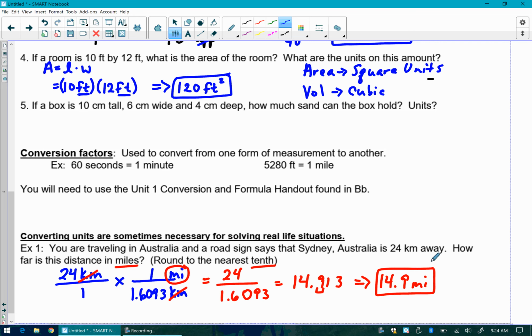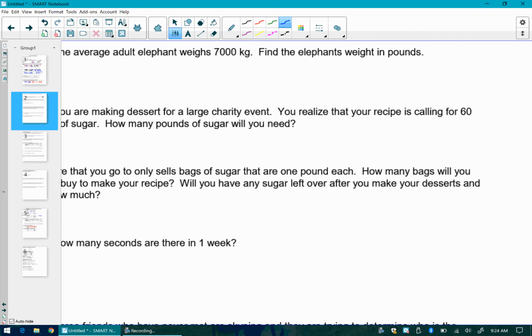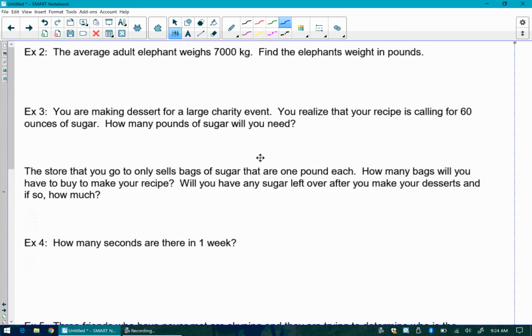Okay. So I'm going to scoot on over to the next page and look at example 2, I believe. Yeah, I think that's a good one just to kind of reiterate what I was just doing. So I'm going to look at example 2 with you. All right, so in example 2, it says the average adult elephant weighs 7,000 kilograms, and they want to figure out the elephant's weight in pounds.